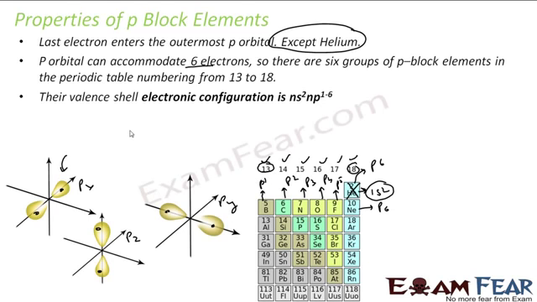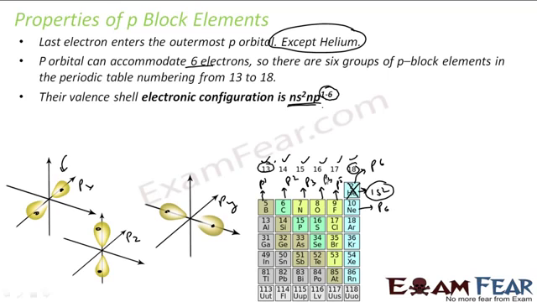And if you see, the valence shell electronic configuration is in this form: ns2 np1 to 6. This will decide which group it is. If it is 1, it will be in group 13. If it is 2, it is in group 14, right? If it is 3, it will be in group 15. If it is 6, it will be in group 18.